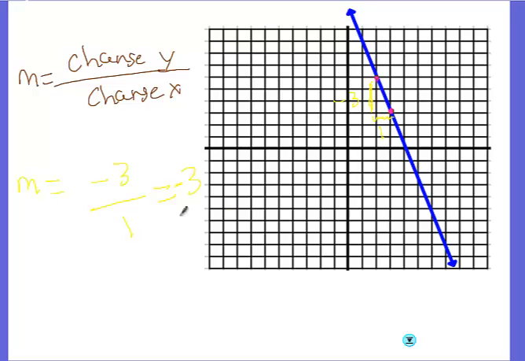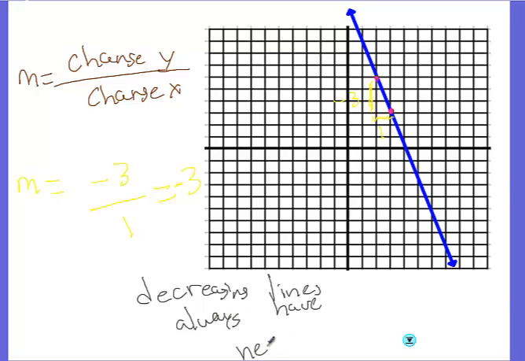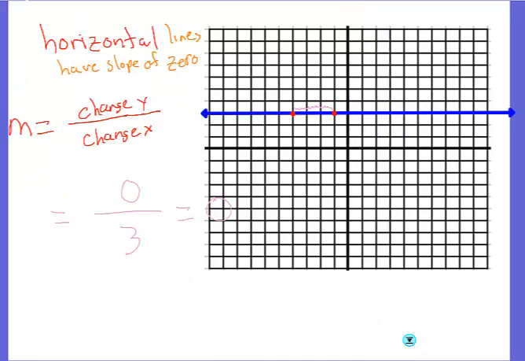Right? This, if you notice, is called a falling line because from left to right, well, I shouldn't say falling. The correct terminology I should use is decreasing. Okay? It's a decreasing line because from left to right, it's going down. And decreasing lines, if you notice, this slope was a negative 3. Decreasing lines always have negative slopes. All right?